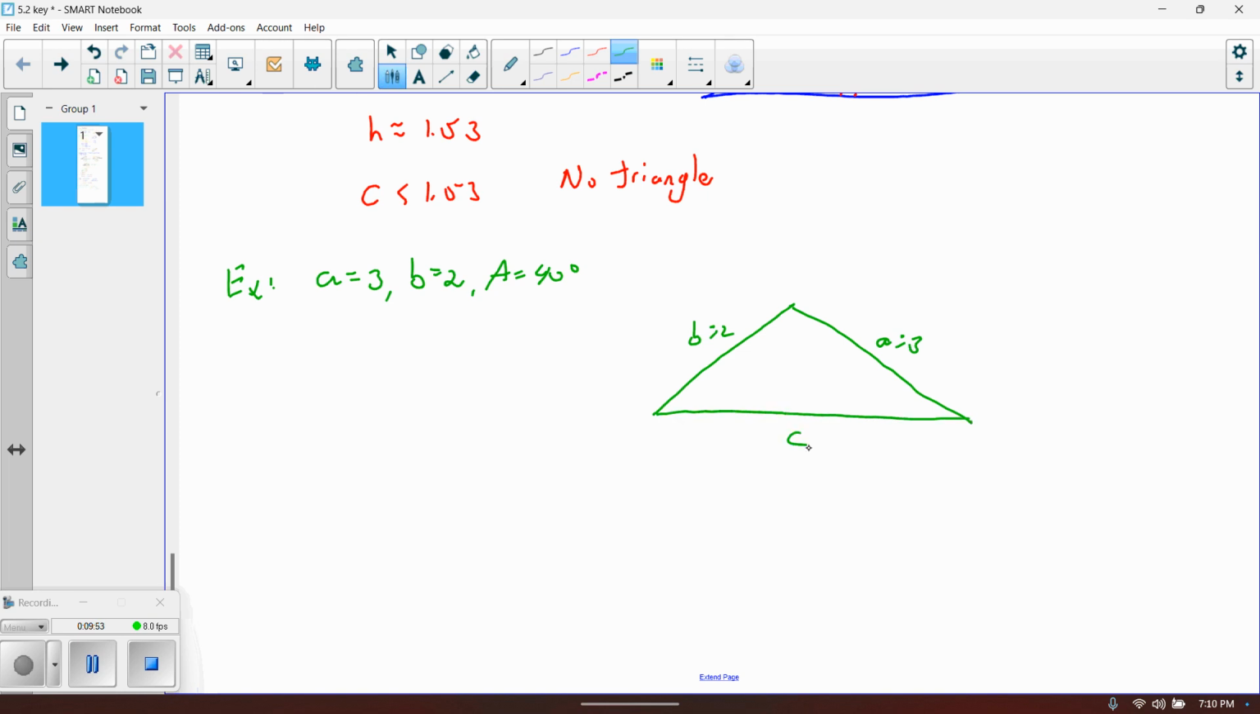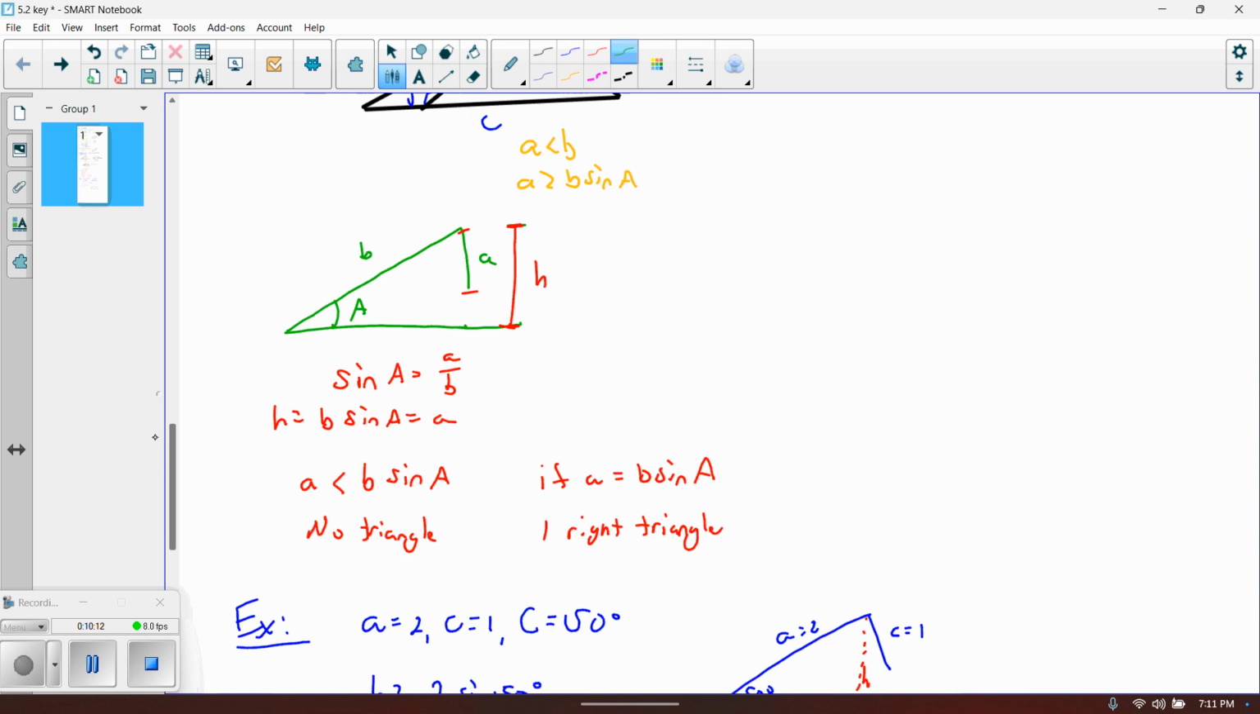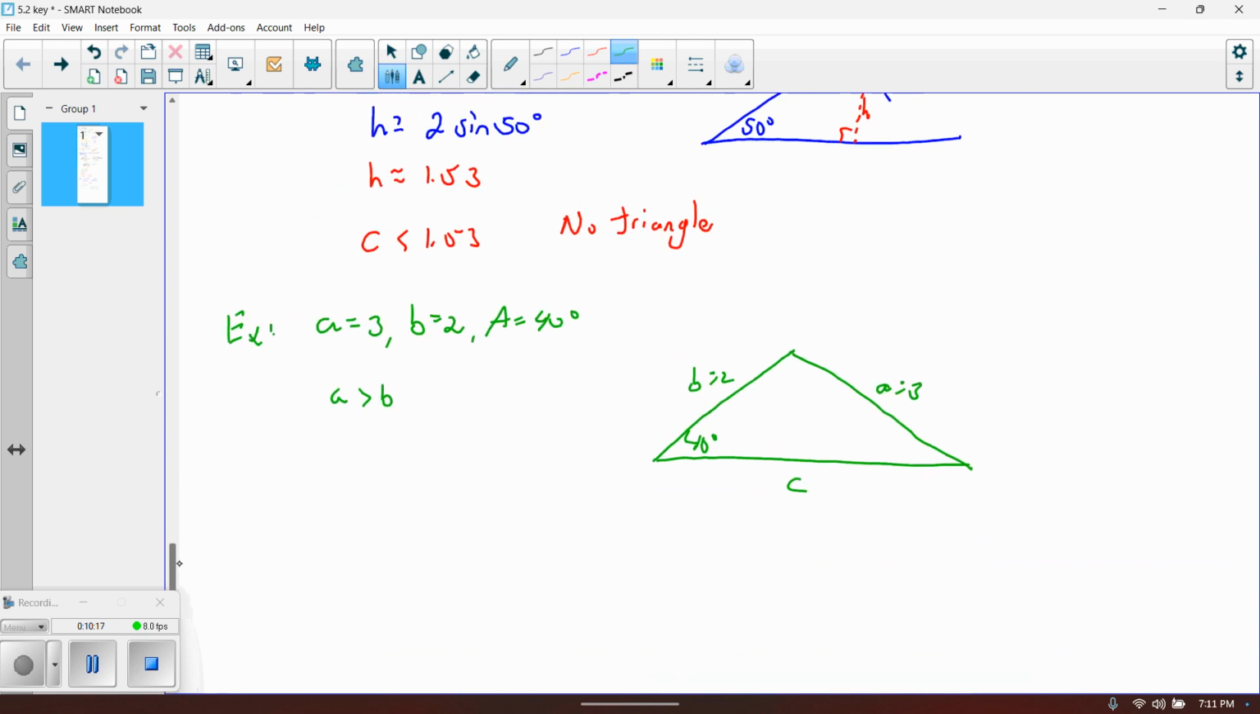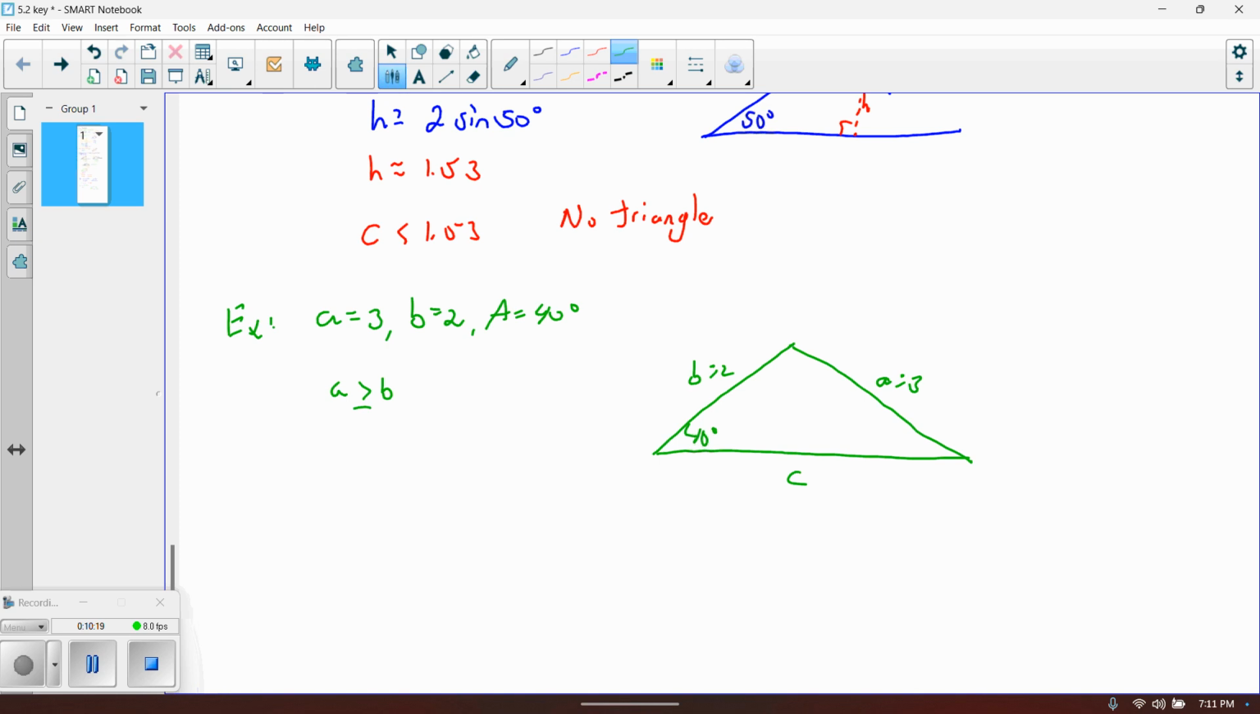We'll have to figure that out. They gave us angle A is 40 degrees. And again, the only criteria that we had to worry about here was that A is greater than B, right? That was the criteria that we needed for having one triangle. A is, well, technically greater than or equal to. And that is the case because 3 is definitely bigger than or equal to 2. So we have one triangle. So now we can figure out how to solve for all these pieces.